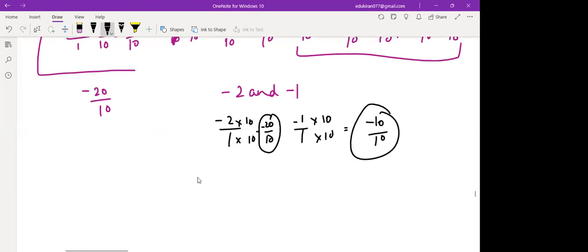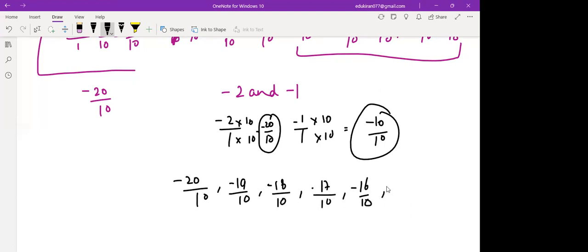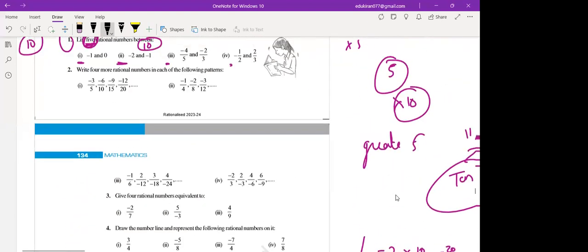Ma'am, I got numbers till minus 20, like minus 19 by 10, minus 18 by 10, minus 17 by 10, minus 16 by 10, minus 15 by 10, and that's it. You need only 5. Okay, ma'am. Good. Now coming to the third one, students.